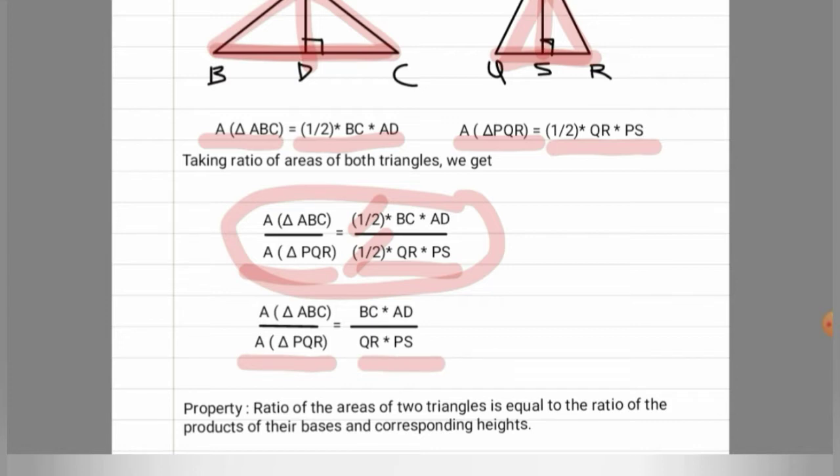So the property states that the ratio of areas of two triangles is equal to the ratio of the products of their corresponding bases and heights. This is the general property of the ratio of areas of two triangles when the base and height of the two triangles are different from each other. In this, we can have two conditions: when the heights of both the triangles are the same, and when the bases of both the triangles are the same. Let's see the conditions one by one.